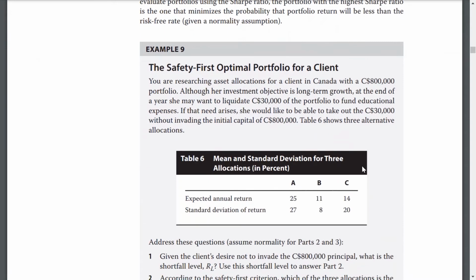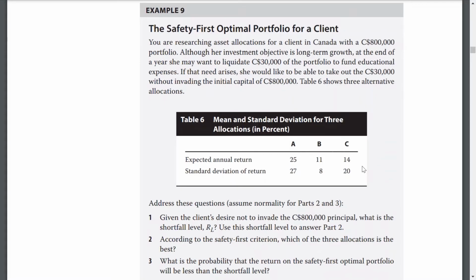Example 9, safety first optimal portfolio for a client. You are researching asset allocations for a client in Canada with an 800,000 Canadian dollar portfolio. Although her investment objective is long-term growth, at the end of a year she may want to liquidate 30,000 of the portfolio for educational expenses. If the need arises, she would like to be able to take out 30,000 without invading the initial capital of 800,000. Table 6 shows 3 alternative allocations, A, B, and C, with expected annual returns of 25%, 11%, and 14%, with standard deviations of 27%, 8%, and 20%.